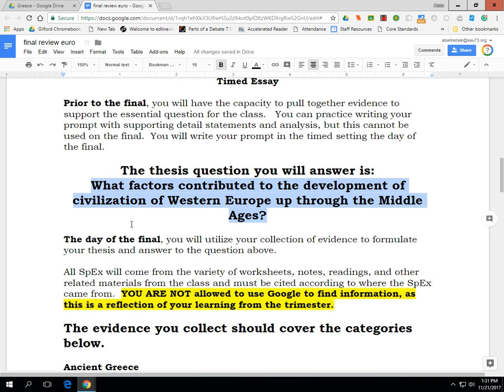Just a reminder, all of the evidence that you find must come from resources that we've completed in class as part of your learning: 2-column notes, worksheets, websites, Google Classroom. Sometimes I had you read articles online, watch videos. All of that information is open for you to use, but make sure it's something that we actually did in class as practice. We've done a lot of work to prep for the final question, so it's really important that you reflect on that learning. There's no new introduction to any information, so please do not use Google for research.